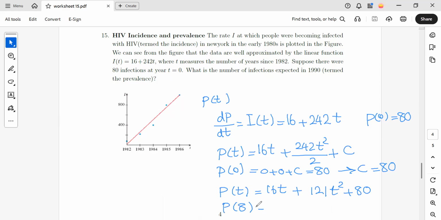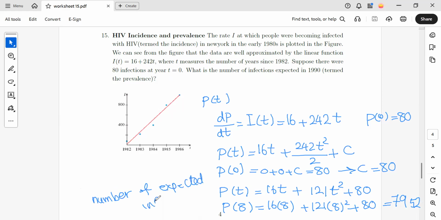So P of 8 would be 16 times 8 plus 121 times 8 squared plus 80, which is 7,952. That is the number that is expected. So you would write that this is the number of expected infections. And usually we write an interpretation at the end of a word problem, so don't forget to do this.